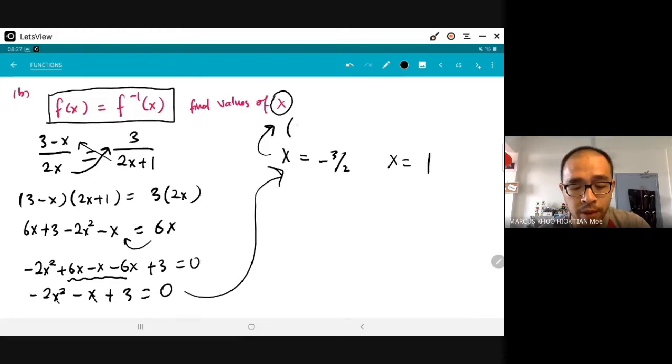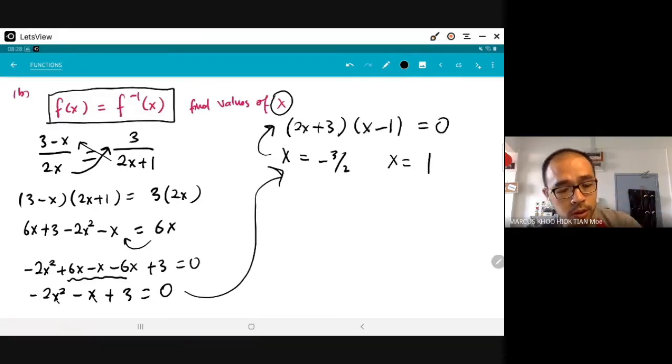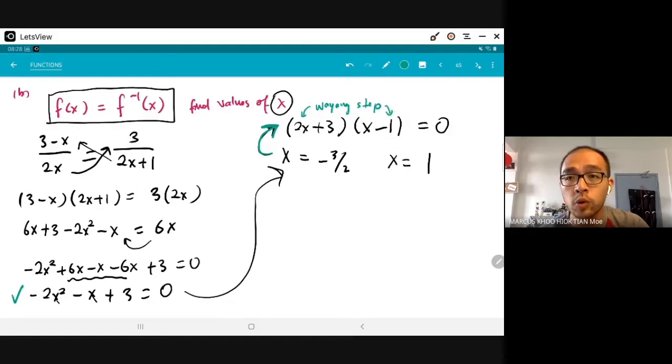So this has to be 2x plus 3 and then x minus 1 equals to 0. So this black arrow, with a calculator, you go from here straight to the answer. But I need you to show this step before the answer. With my other students, I call this the wayang step. Actually you already have the answer, but you must show this wayang step to get full marks. I'm talking about the exam.